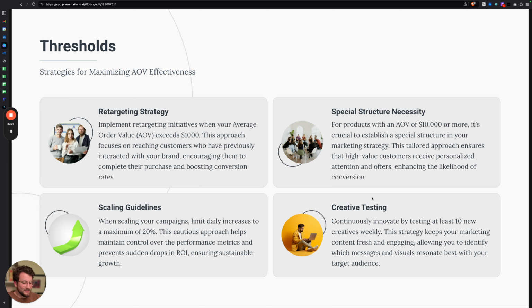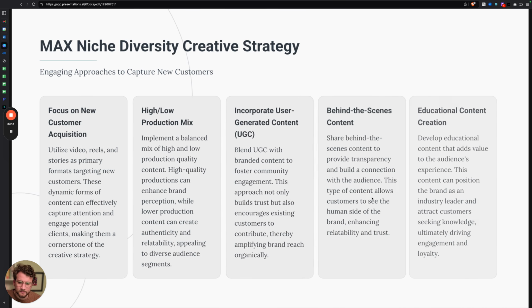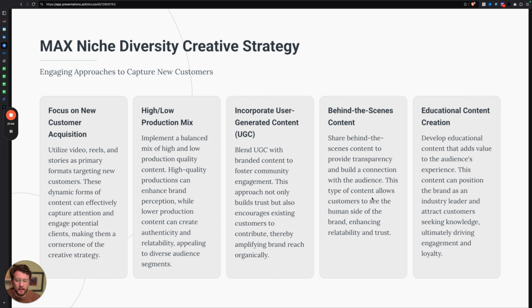So 10 is the new bare minimum of creative tests a week. Brands spending any sort of efficacious spend are typically in the realm of 30, 50 to 100, but 10 is the bare minimum for any budget level, okay? All right. So again, maximizing that niche diversity-based creative, okay?